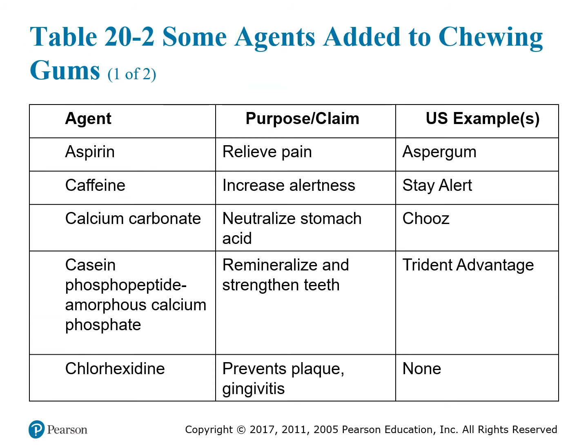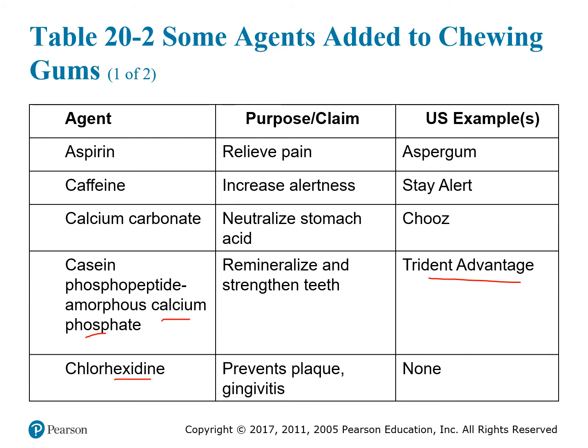So this table 20-2 is actually some agents that are added to chewing gums. This is not something that I have really gotten into that much, but they add certain agents to gum that help with certain oral conditions. And so, if you can see here, Trident Advantage, they've added casein phosphopeptide amorphous calcium phosphate. Calcium phosphate is one of the main ingredients in that remineralization of teeth. It's very important. So by adding that to gum, they are certainly helping out with something like that.